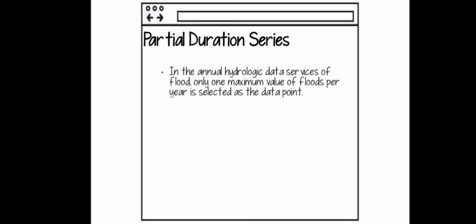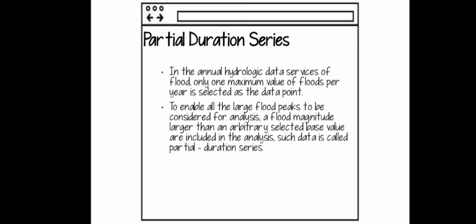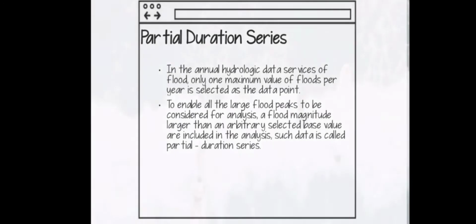In the annual hydrologic data series of flood, only one maximum value of flood per year is selected as a data point. So, pwedeng sa isang catchment ay mayroong more than one independent flood in a year. To enable all the large flood peaks to be considered for analysis, a flood magnitude larger than an arbitrarily selected base value is included in the analysis. Such data is called the partial duration series.